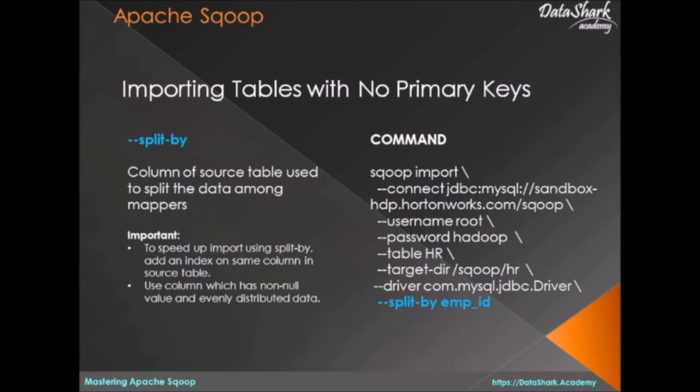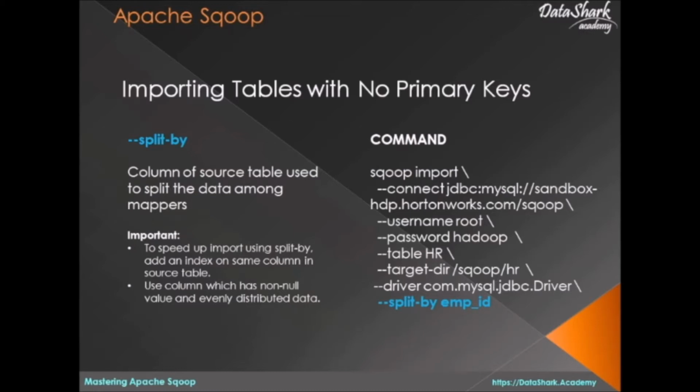Reducing the number of mappers to 1 isn't a good solution in most cases, as it will slow down the import process or even might not finish if the source table is huge. The split-by directive solves this problem. It lets you specify the column which Sqoop can use to internally divide the data among its mappers.